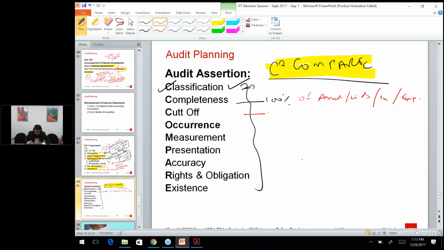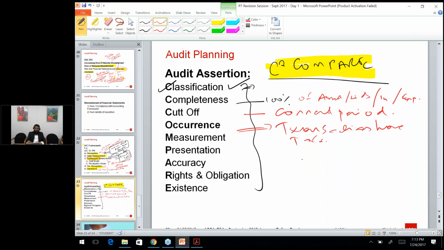Then there is cut off as the assertion, which actually means correct period. The cut off means correct period, that we have recorded the expenses or the income for the correct period. And what is occurrence? Occurrence is that transactions have taken place.